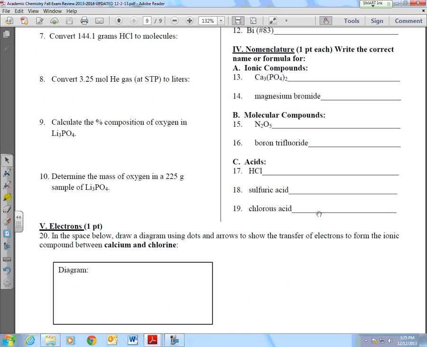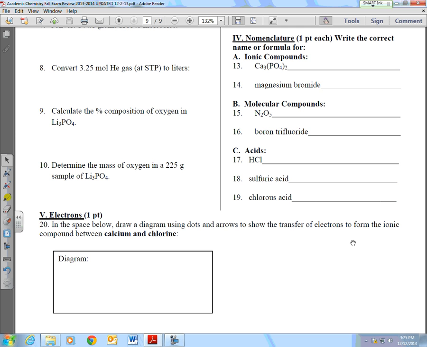We can move on to nomenclature, my favorite. Okay, so nomenclature isn't actually that challenging. It's just easy to forget. It's like learning a foreign language, right? If you don't practice it all the time, you're going to forget it. So let's go through some of these.